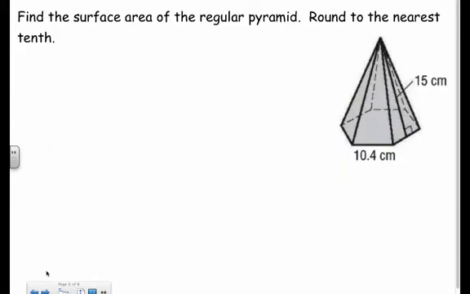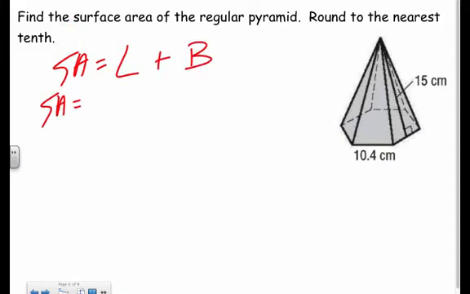How about this guy? Find the surface area of the regular pyramid. Well, let's start with the lateral area plus the area of the base. So 1/2 times the perimeter. Well, do I know the perimeter? Well, 10.4, what kind of thing I got here? Polygon. 2, 3, 4, 5, 6 sides. So I got a 6-sided, which is a hexagon.